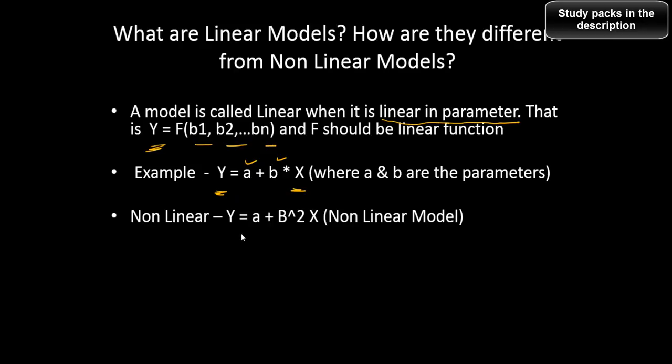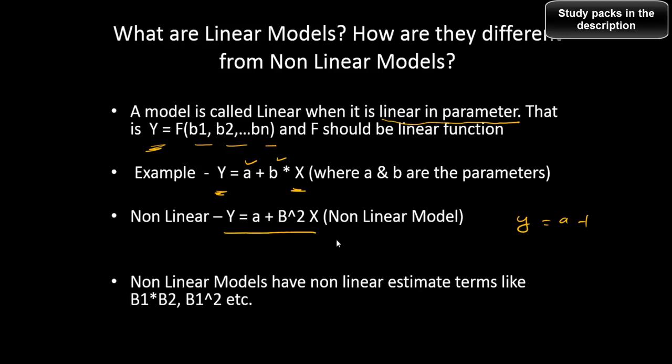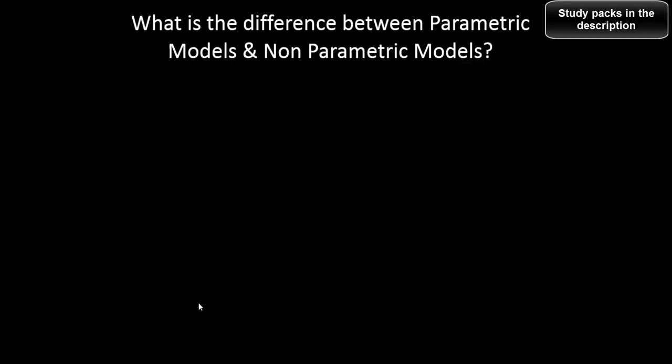An example of a non-linear model is like this, where y is equal to a plus b square x. So this is a non-linear model. But remember that y equal to a plus b x square is not a non-linear model. This is a linear model because it's linear in parameters. So a and b are parameters which are linear, so it's still a linear model. A nonlinear model usually involves terms like the product of two parameters or the square of one of the parameters.